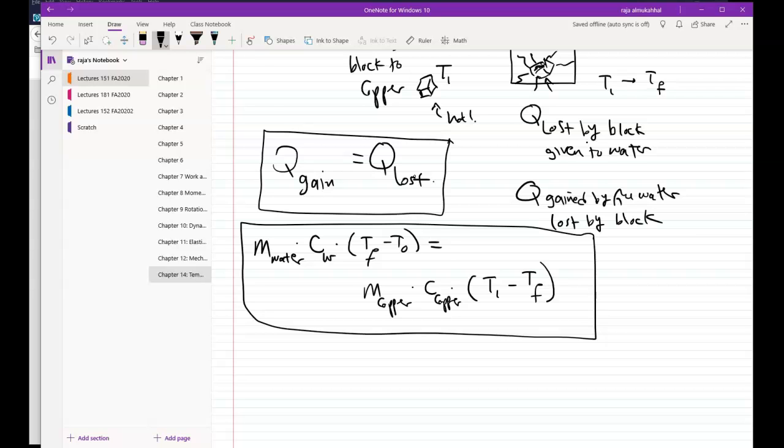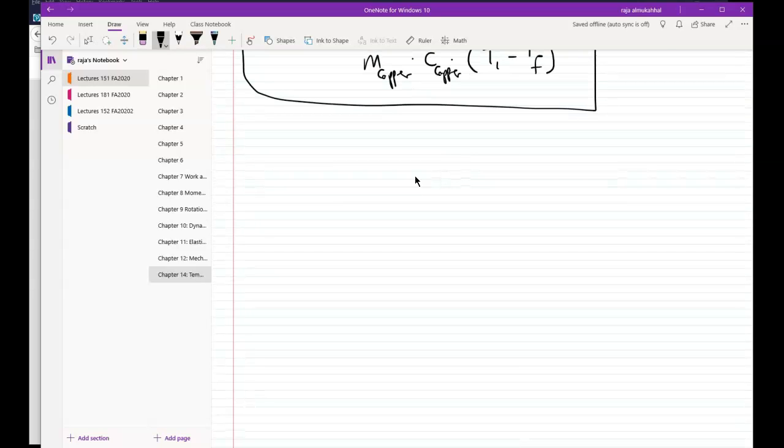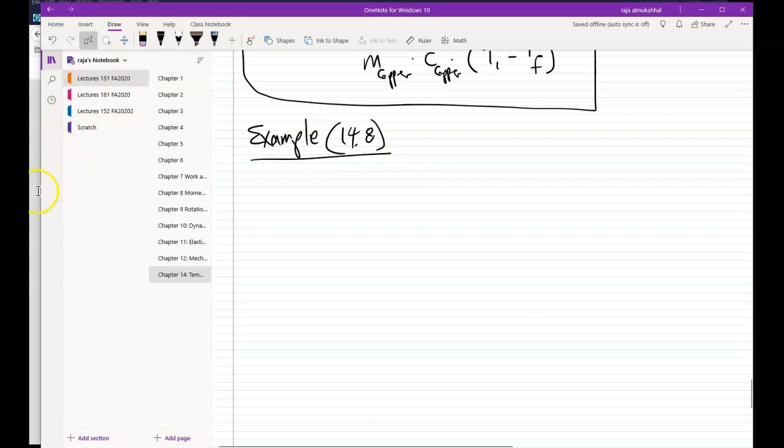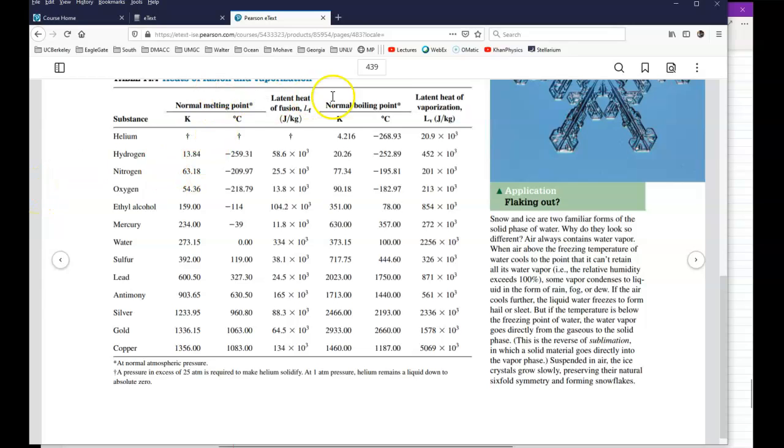I'll give you an example, a real example with numbers. Is that example in the book? I have one. I'm not sure if it's in the book. Nope, it's in my notes. It's not here. No, it's right here, I'm sorry. It's example 14.8. I'll show it to you. Page 42.